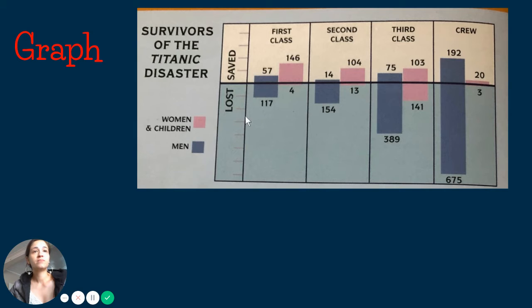Up here, we have number of lives lost and number of lives saved, and it shows how many were lost and saved in each class. Now, we know first class is the fanciest class. Second class is like middle fancy, and third class is people who don't have a lot of money, maybe sharing rooms with others and really just trying to catch a ride to America. So let's look a little bit closer here. Let's look at what it's showing.